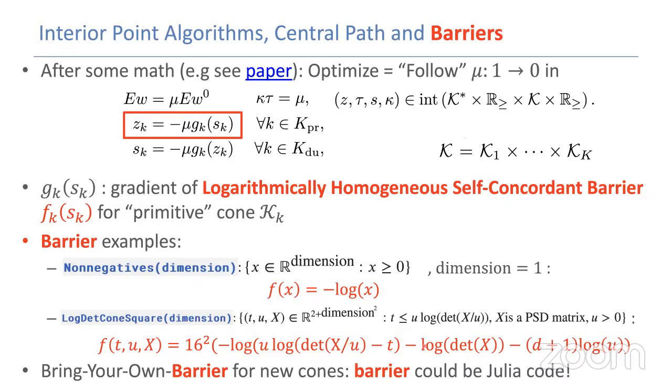It could actually be Julia code. It could be as complicated as you want, as long as you can give that Julia code for the barrier and you check that in fact all the necessary properties worked, you can plug it into Hypatia and Hypatia will be able to use it.